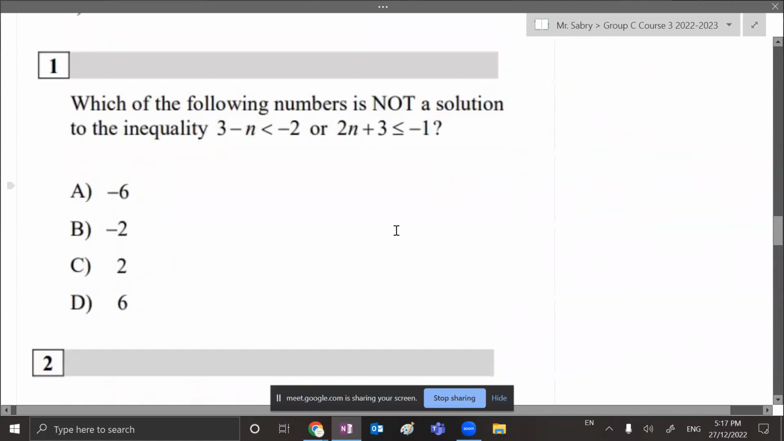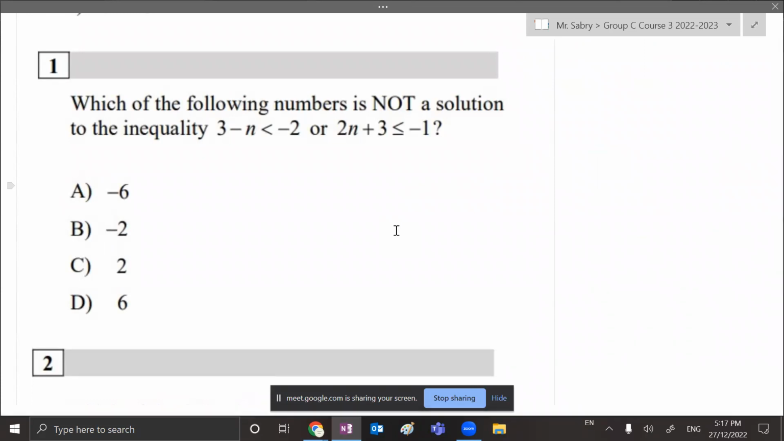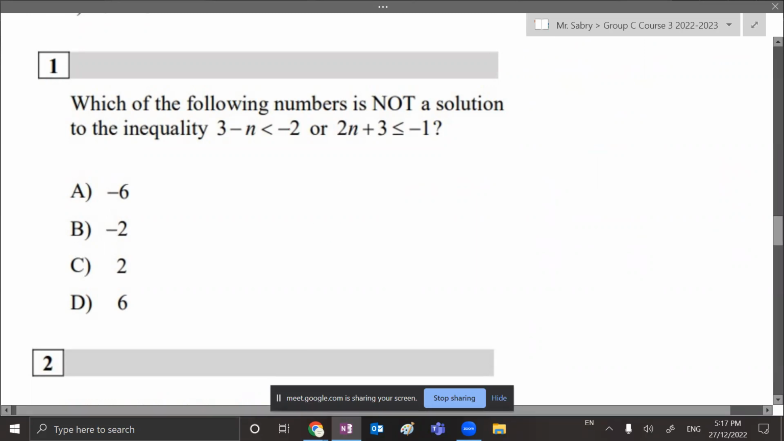There are other types of inequalities that we call compound inequalities, where there is more than one inequality on the same number line, or they share the same solutions. So they're asking here, which of the following numbers is not a solution to this inequality or this one? So there are two inequalities. So let's solve both of them.